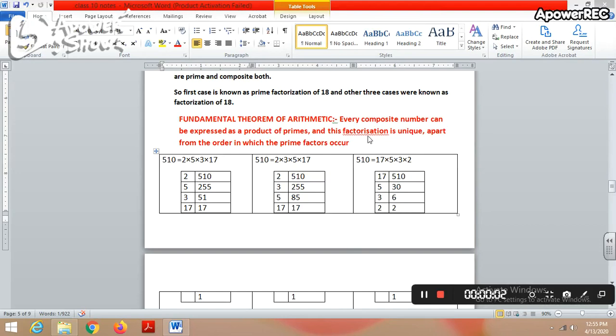And this factorization is unique. The meaning of this line is factorization is unique means 510 can be written as a product of 2, 3, 5 and 17. Apart from these four numbers there are no other numbers which can be multiplied together to get 510. You can write 510 only as the product of these four numbers. So this factorization is unique, but the only difference is the order in which these numbers exist. So the factorization, although unique, the order in which these prime factors occur will change. So you can change the order as per your need.